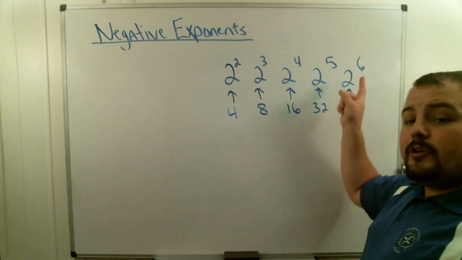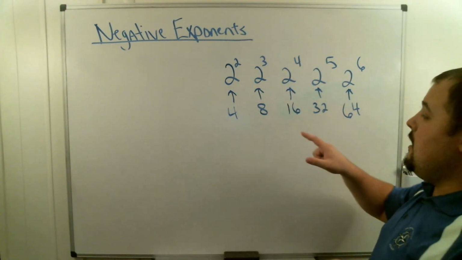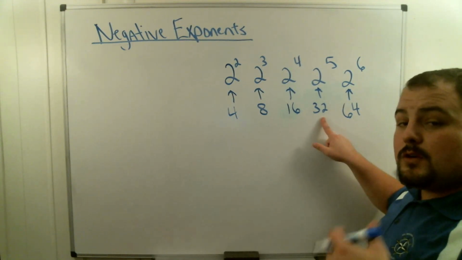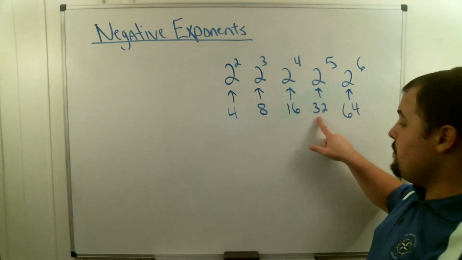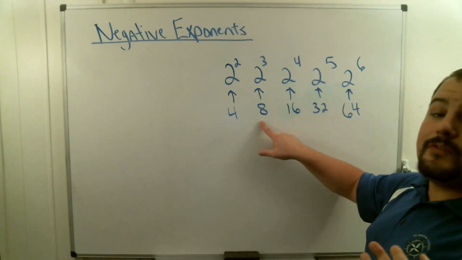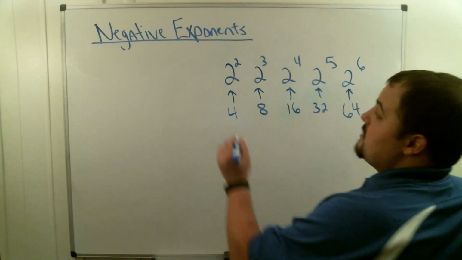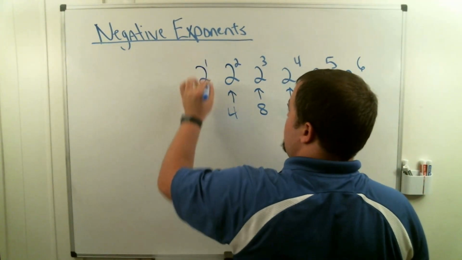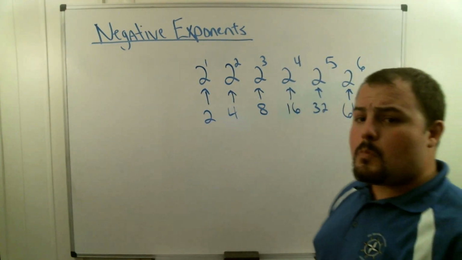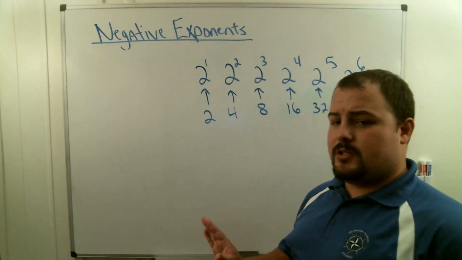But what would happen if, instead of making the exponents go up, we made the exponents go down? Well, 64, instead of times 2, 64 divided by 2 would bring me to 32. 32 divided by 2 brings me to 16. 16 divided by 2, 8. 8 divided by 2, 4. So this means that 2 to the 1st power would be the number 2. So what's happening is we're going to go backwards by dividing by 2.